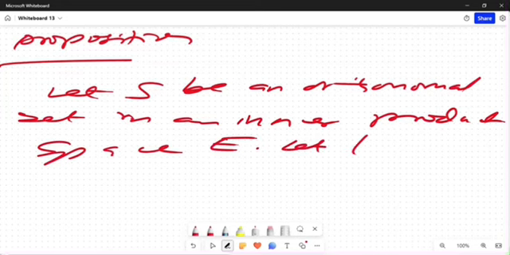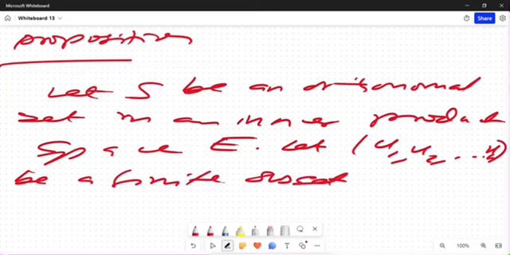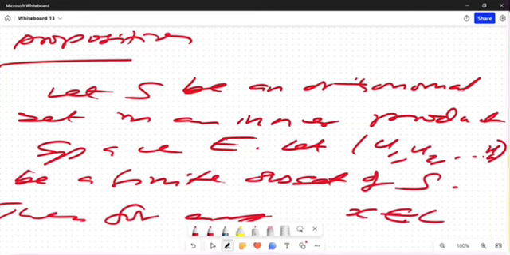Let the following finite dimensional vectors U1, U2 up to UN be a finite subset of S. Then, if that is the case, then you have that for any vector X in E, for any vector X in E, you have the following.